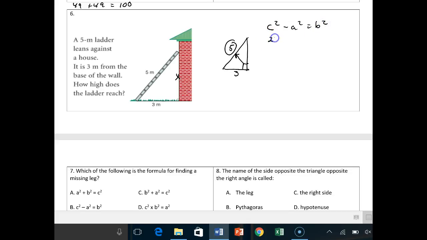So 5 squared minus 3 squared equals b squared. 25 minus 9 is equal to b squared. 16 is equal to b squared. That's not the answer. Remember, take the square root. You can look at your square root chart on this one. The square root of 16 is 4. So it's 4 meters up the wall.